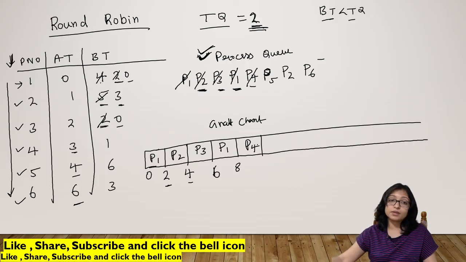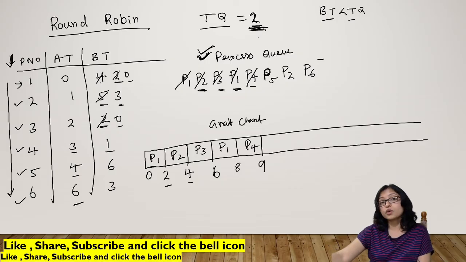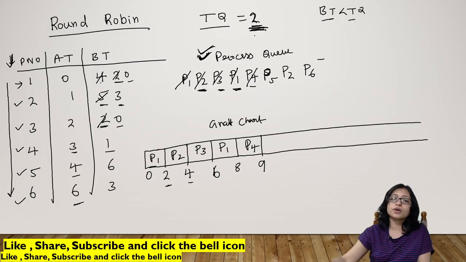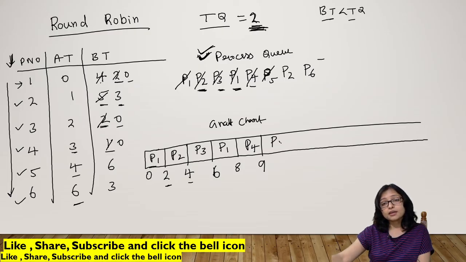Whenever you are taking P4, then check that the burst time for P4 was only 1. So it will execute till 9. Although the time quantum is 2, I will not execute 2 because it is not required. I need only 1 millisecond. So my task is only 1. So I will do only 1. And after that it will be 0. Now is it required to write P4 again? No, because P4 done its task.